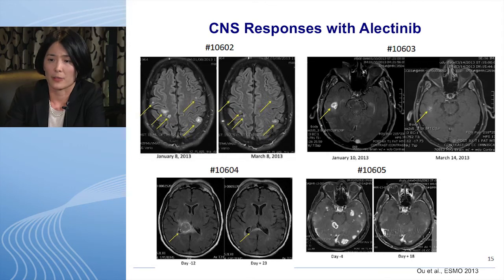This is again data from Dr. Wu's presentation at ESMO, where he showed 4 patients with ALK-positive lung cancer and untreated asymptomatic brain metastases who were allowed to enroll on the alectinib study. And as you can see in each of these paired figures, these patients often had quite dramatic responses in these CNS metastases with very obvious tumor regressions, and many of these responses were also quite prolonged.